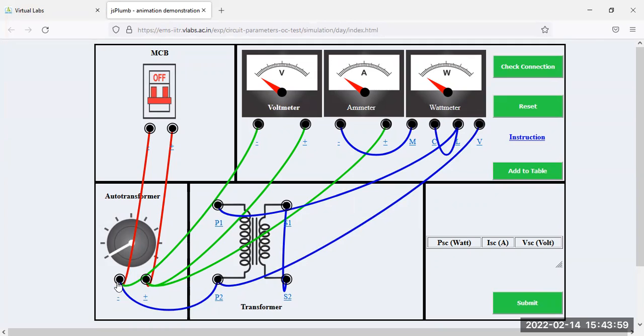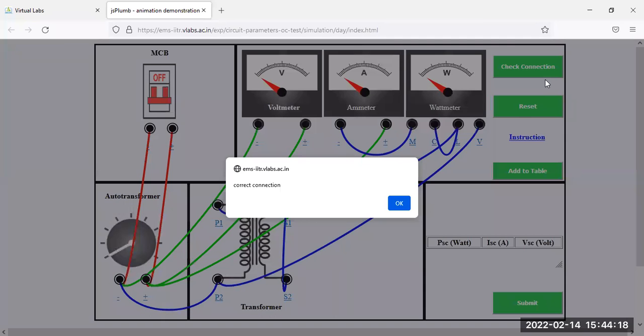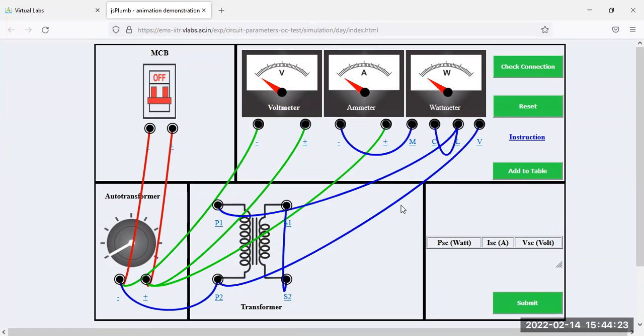So you may check it. I think your connection is correct. Just click on the connection check to see whether the connection is correct or wrong. Okay, so you can start your screen. Just click on this MCB, so the power supply is on. If you click on this button, that means the auto transformer, it moves the handle of the auto transformer.